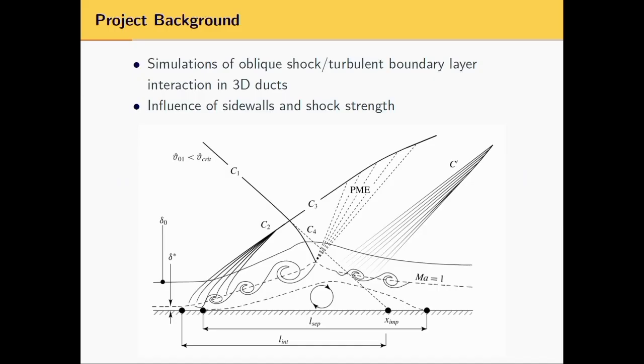So the main area of research that I'm going to be looking at is shock boundary layer interactions, and specifically large-scale simulations of interaction of oblique shock wave with turbulent boundary layers in the context of internal 3D ducts. In recent years, there's been a growing interest in the influence of sidewalls on these interactions in the flow structure. So that's also what I'm going to be looking at, along with the influence of shock strength as well.